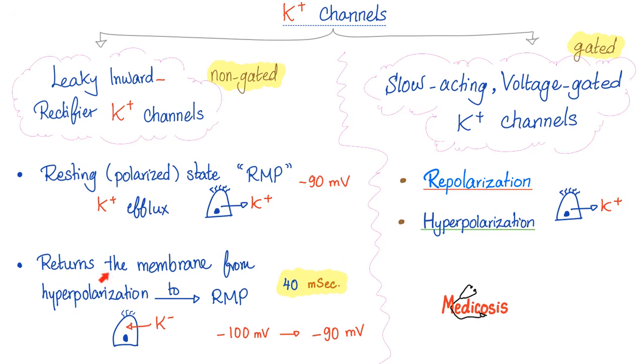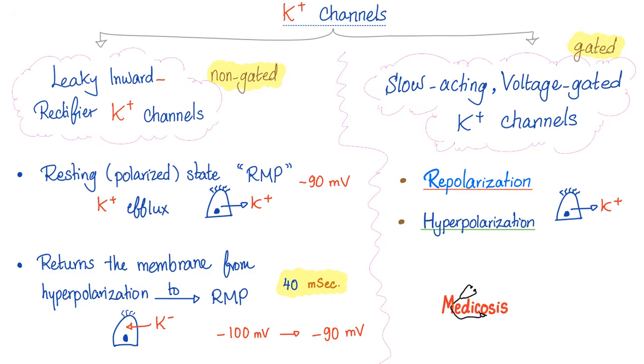The second function is that it returns the membrane from hyperpolarization back to the resting membrane potential, from negative 100 to negative 90. And this is potassium going in. This takes longer than this. So if you are a scientist and you are observing a neuron, most of the time you will find it in this state. You will see potassium entering the cell. It takes 40 minutes. That's a lot of time.